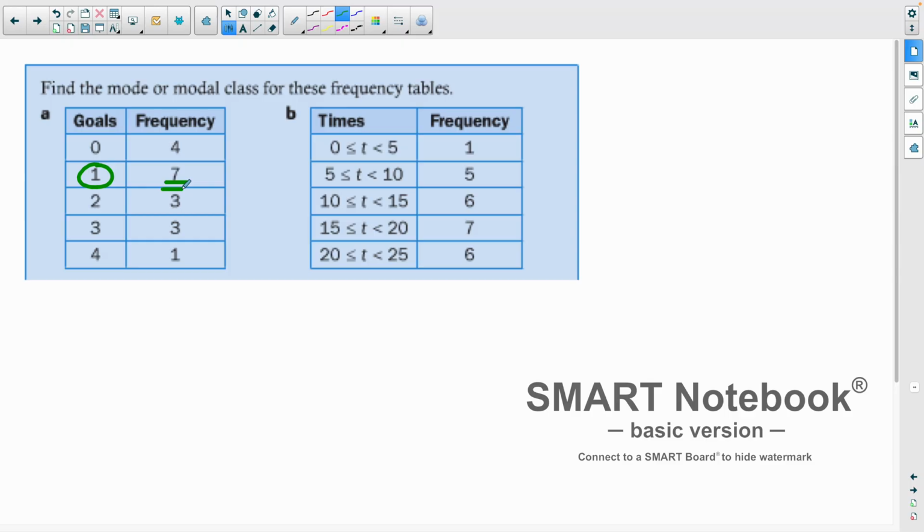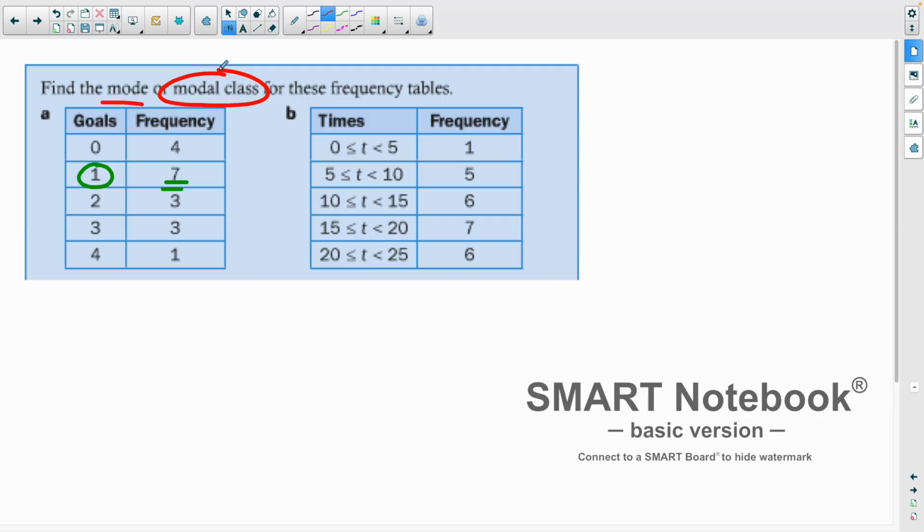Could you write all these numbers out? 0, 0, 0, 0. I'd write it 4 times. Then I'd write a 1 7 times. 2, 3 times, so forth. Now, this gets weird with some people. It says find the mode or find the modal class. When I put modal class on there, people don't recognize what that is. That's just kind of a plural form of mode.